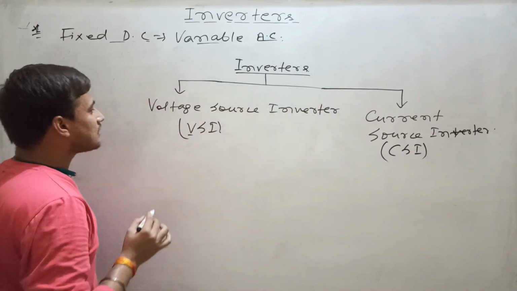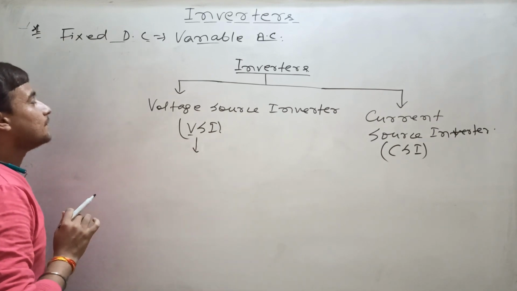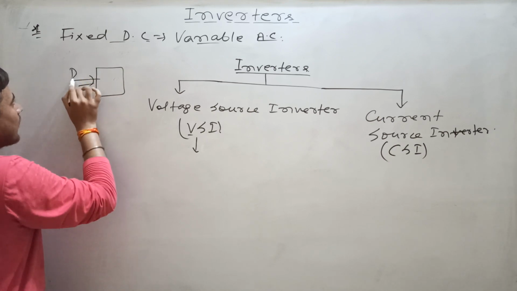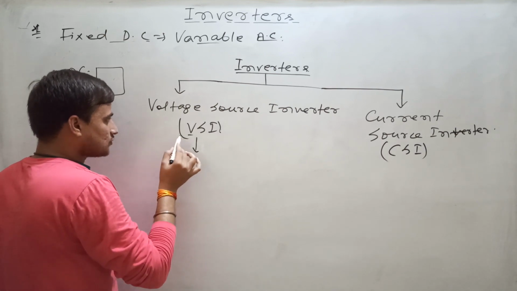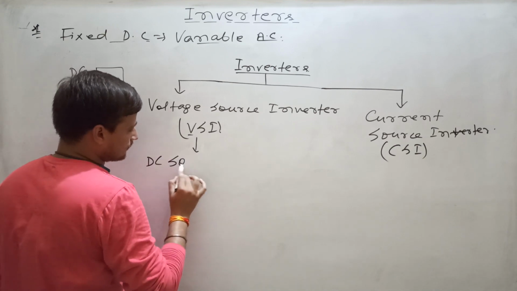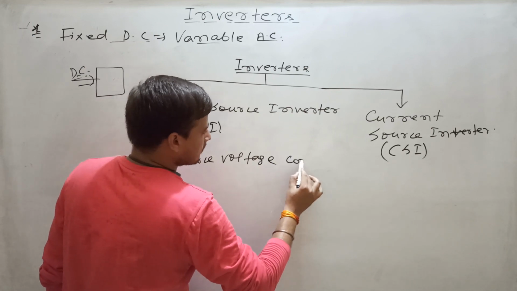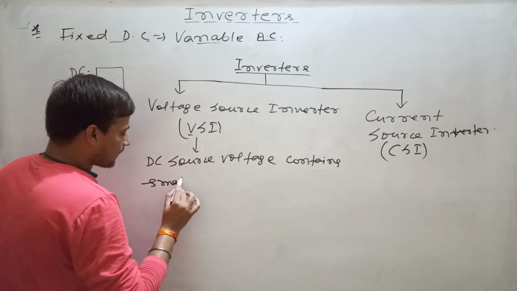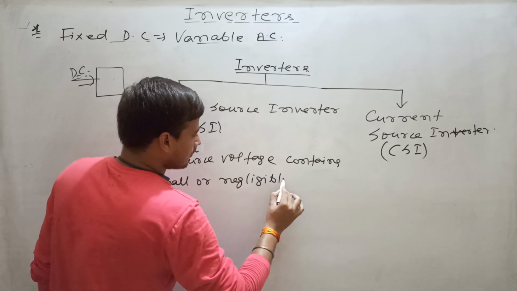Clear? Now what is the meaning of voltage source inverter? In the case of a voltage source inverter, at the input side of the inverter you are providing DC. So they are saying that the DC source voltage contains a small or negligible impedance.